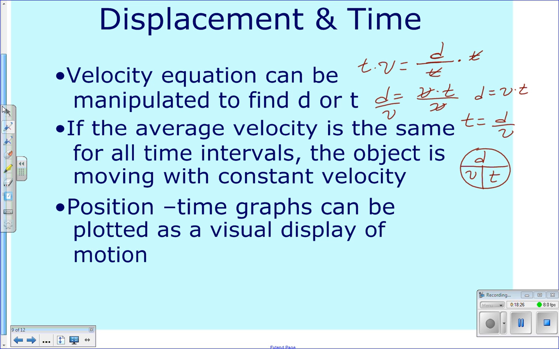So if the average velocity is the same for all time intervals, then we say that the object is moving with a constant velocity. It's having the same displacement, moving the same amount for every time interval.